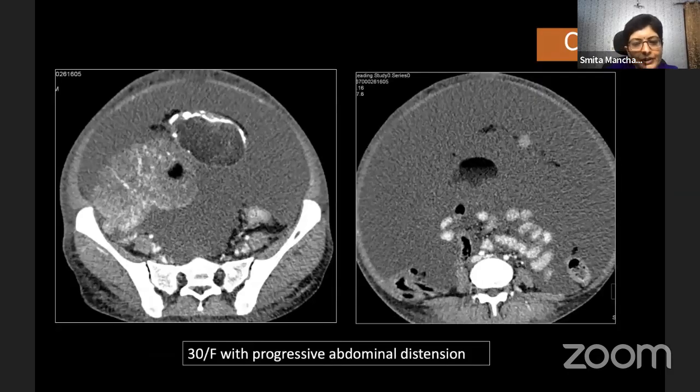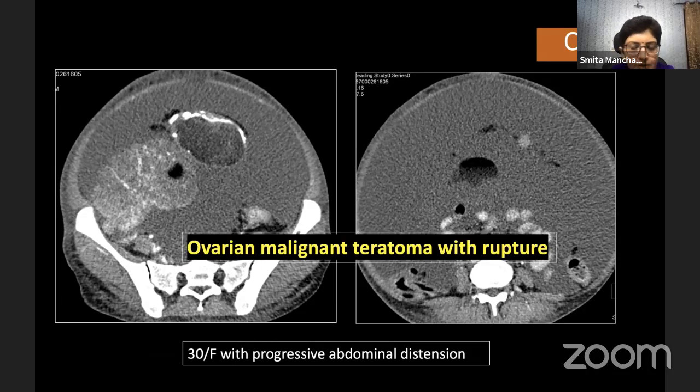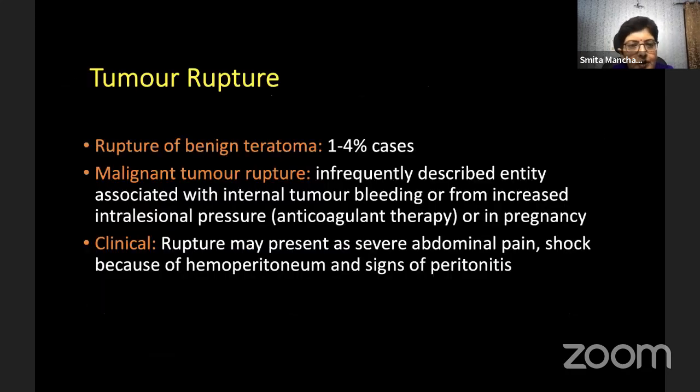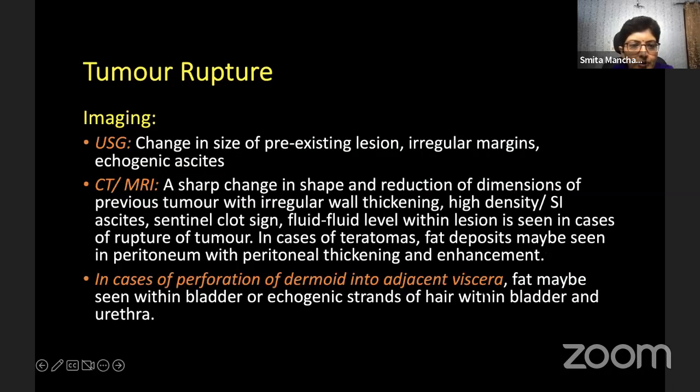Now, a 30-year-old lady, progressive abdominal distension, and now what are we seeing? There is a tumor which is solid cystic, there is gross ascites, but now this fat component is also seen free within the peritoneum. So this is an ovarian teratoma, immature teratoma, sorry, with rupture. Rupture of benign teratoma may present as severe abdominal pain, shock, and signs of peritonitis. Now, again, same thing. Fat may be seen within the bladder or echogenic strands.